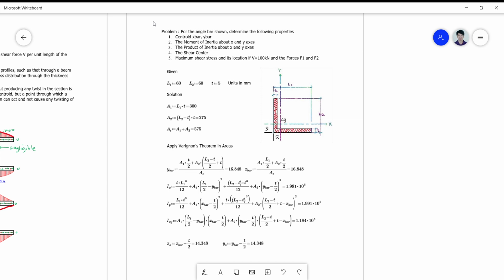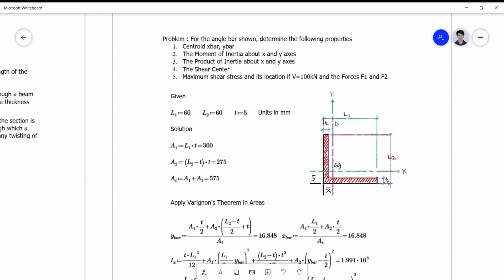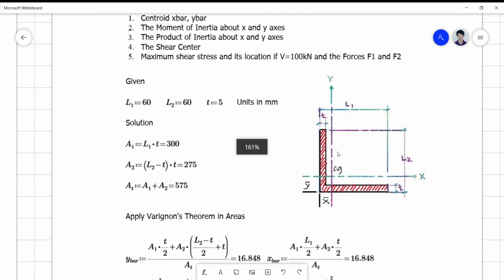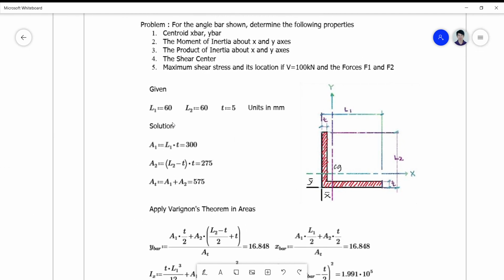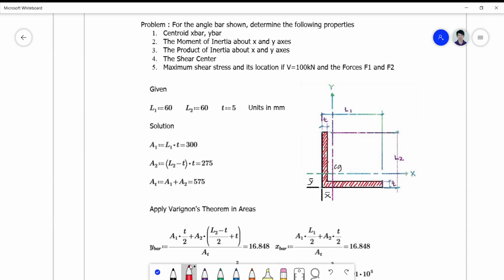Okay, so for the problem shown, we have an angle bar with the dimensional properties as given. This is actually an angle bar with equal legs, since your leg 1 and leg 2 are of the same length. So this is an equal angle with a thickness of 5 millimeters. So the units are in millimeters.